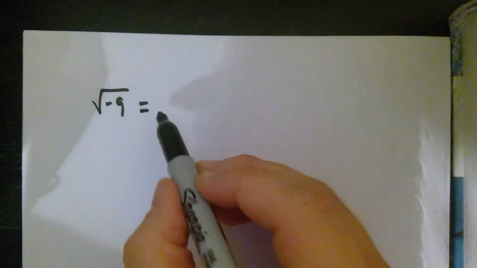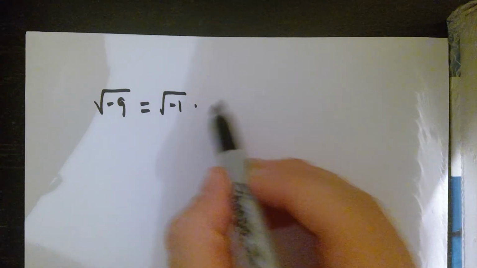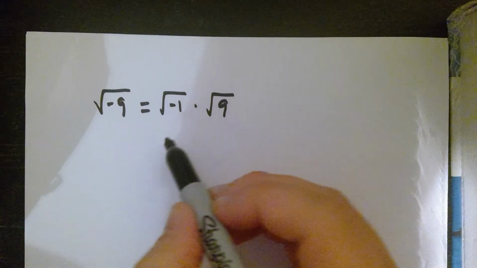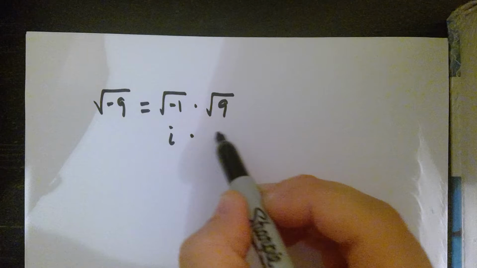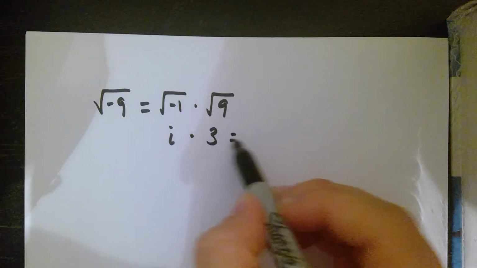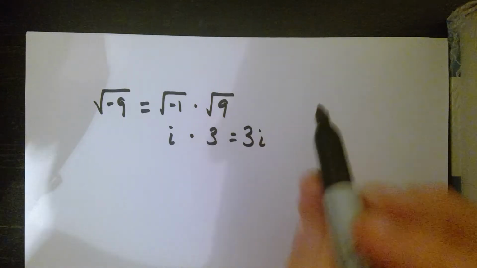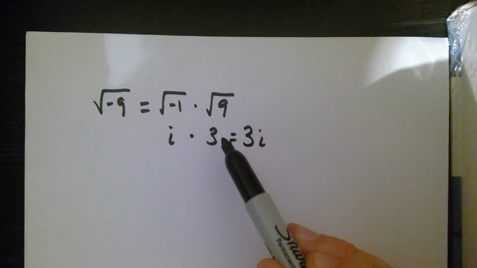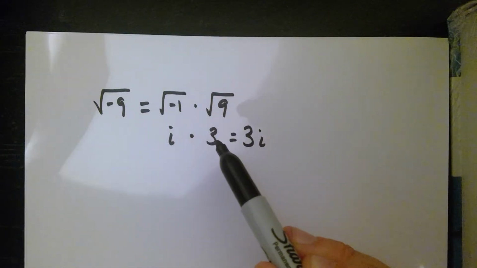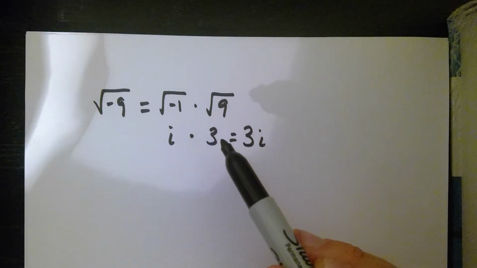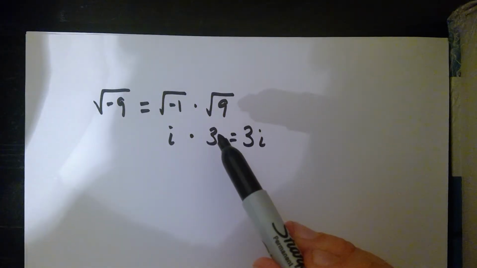Okay, let's try a couple more. Let's say that we have the square root of negative 9. That's the same as the square root of negative 1 times the square root of 9. That's i. The square root of 9 is 3. That equals 3i. Now you may be thinking, why is it not plus or minus 3? That's because we don't have a variable. It's only plus or minus with square roots if we have a variable.